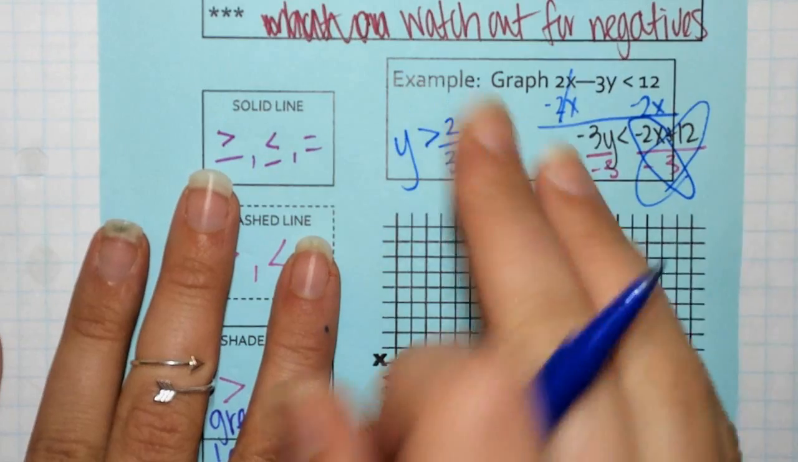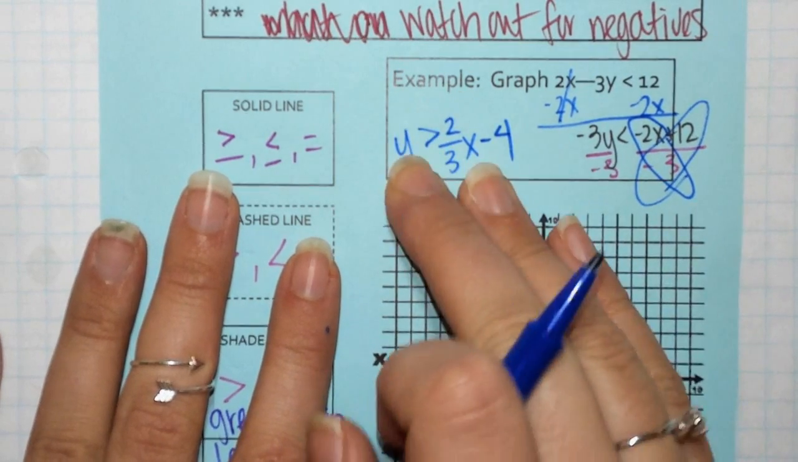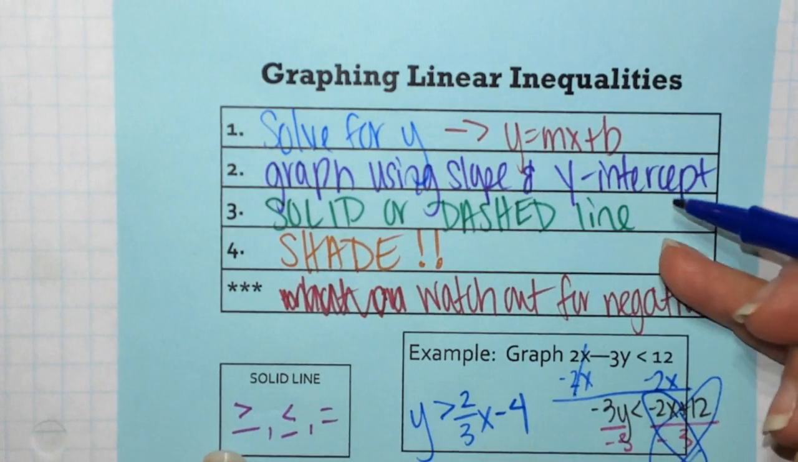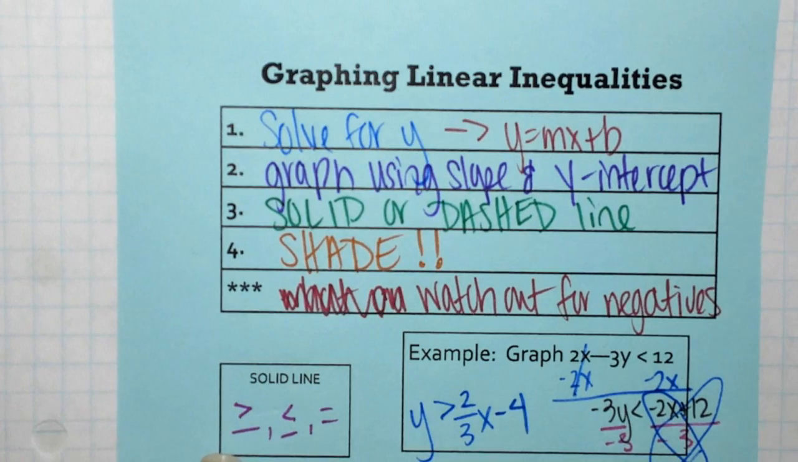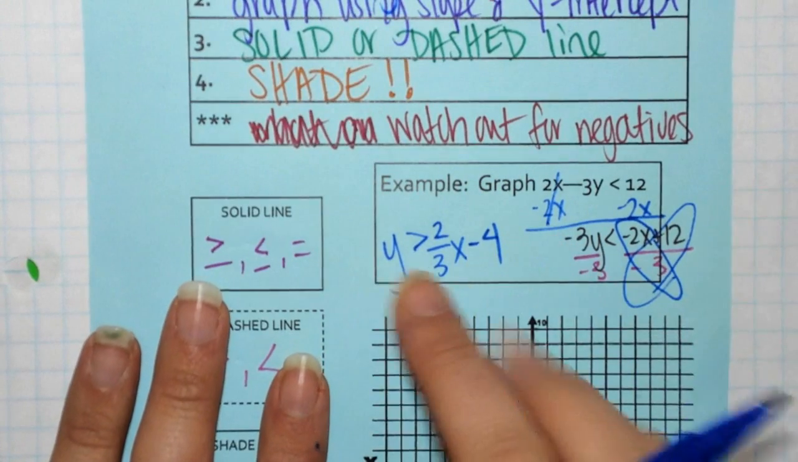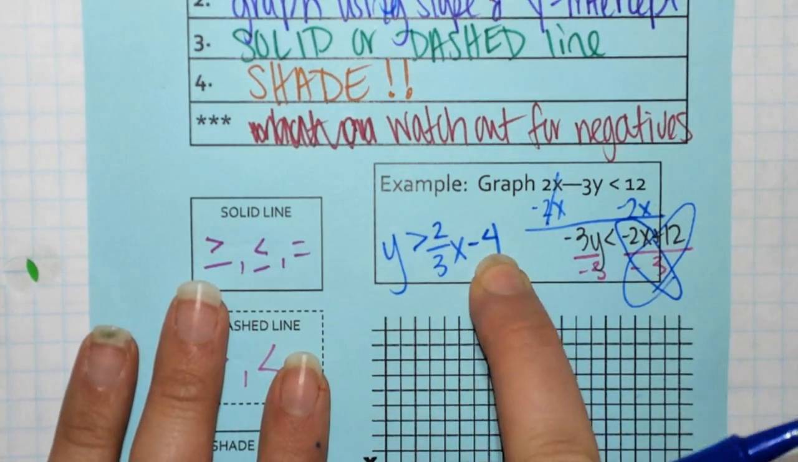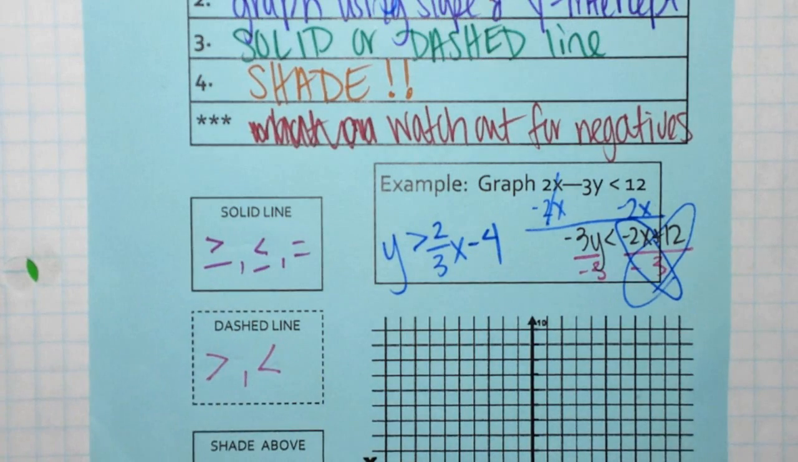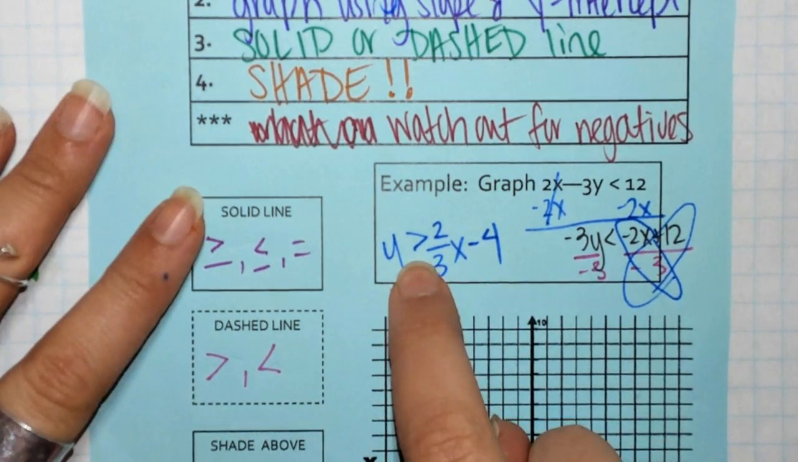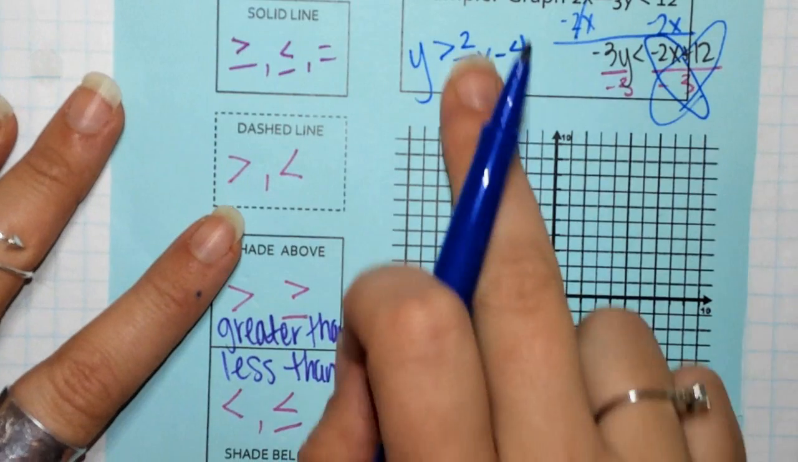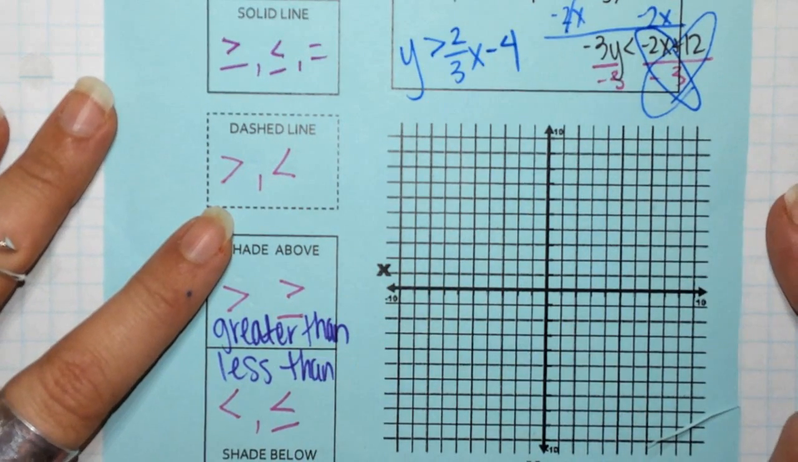Okay, so we solved for y. We got this. Now we need to graph it. So step 1, solve for y. Step 2, graph using slope and y-intercept. And for the most part, I'm going to give you most problems where y is already by itself. I'm only going to give you a couple that you have to solve because we still need to practice. But I'm more worried about the graphing. So what is our y-intercept of this guy?